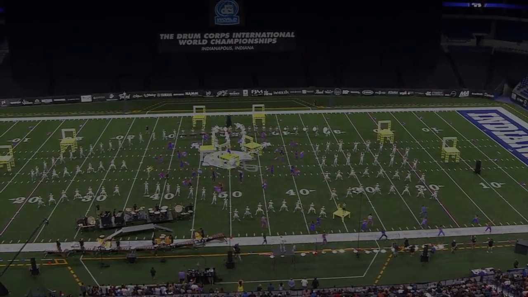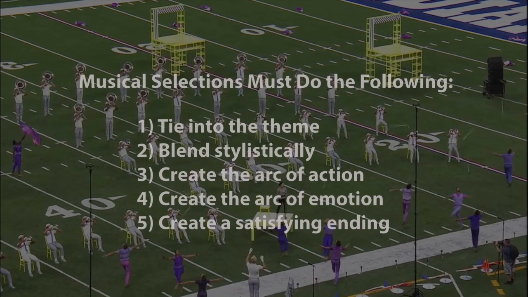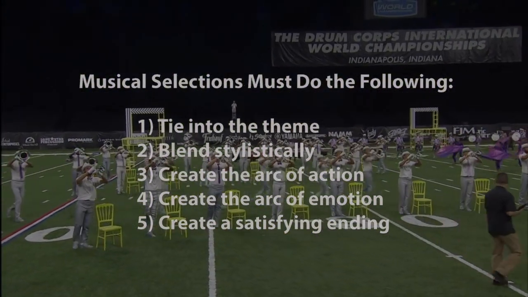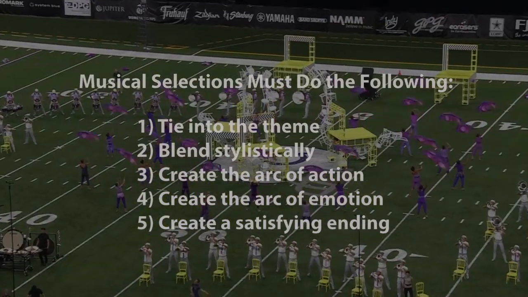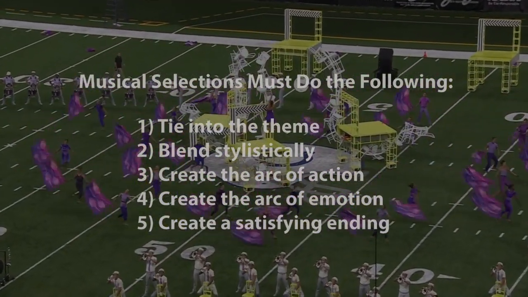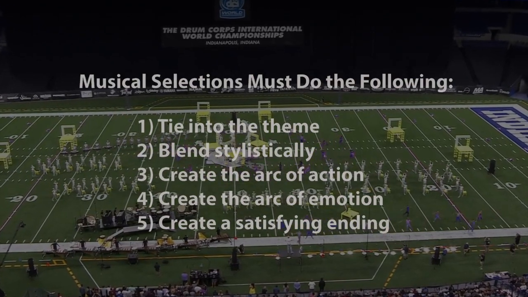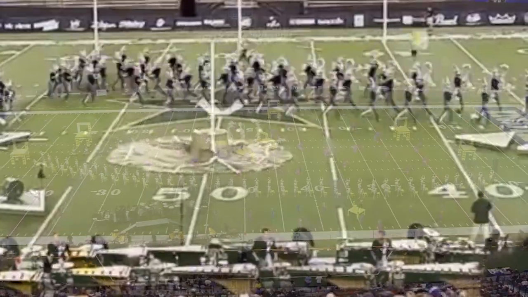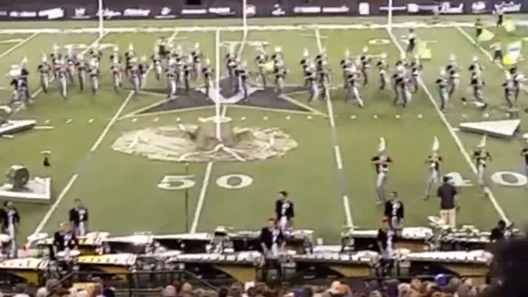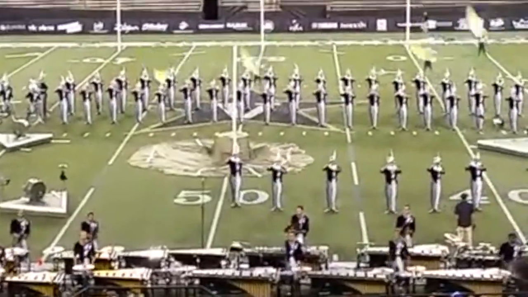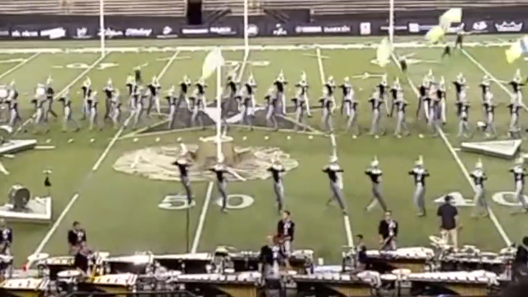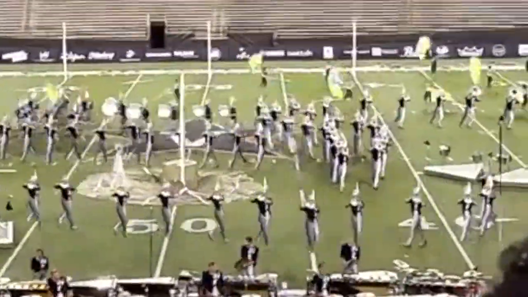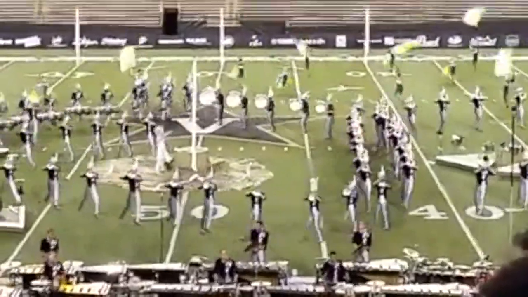Musical selections must do the following. 1. Tie into the theme. 2. Blend stylistically. 3. Create the show's arc of action. 4. Create the show's arc of emotion. And 5. Create a satisfying ending. When there's a lack of cohesion, the audience sits there and says, "I don't get it." If something doesn't make sense, think about the theme. Ask yourself, does each element tie into the theme? Refer to the explanation video by the designer, or politely ask the designer directly, even if they're on vacation or at their own daughter's wedding.